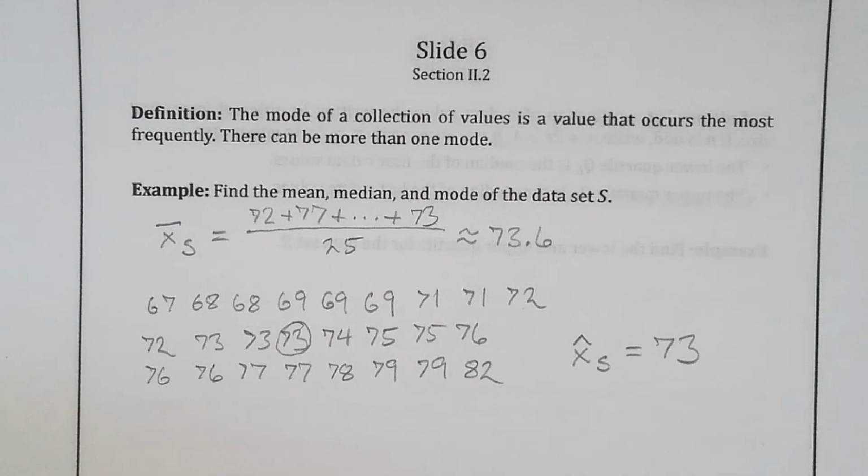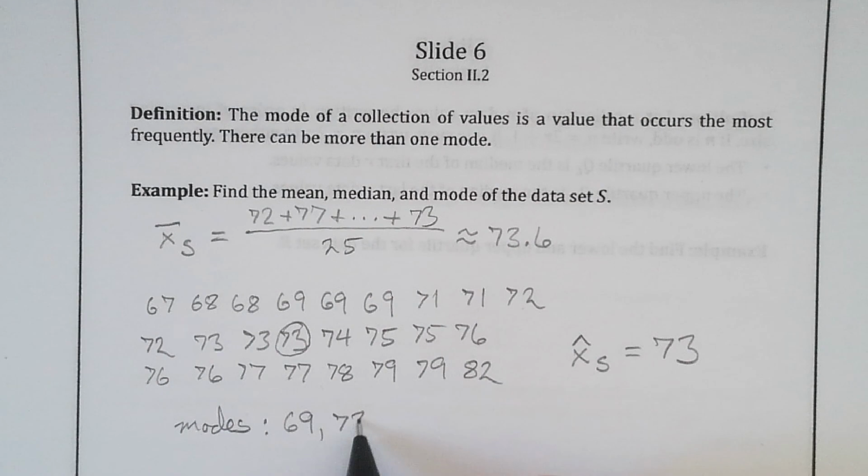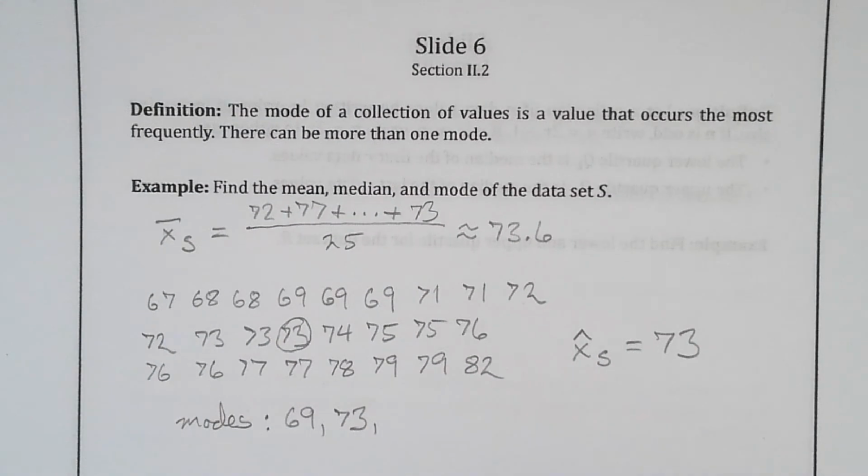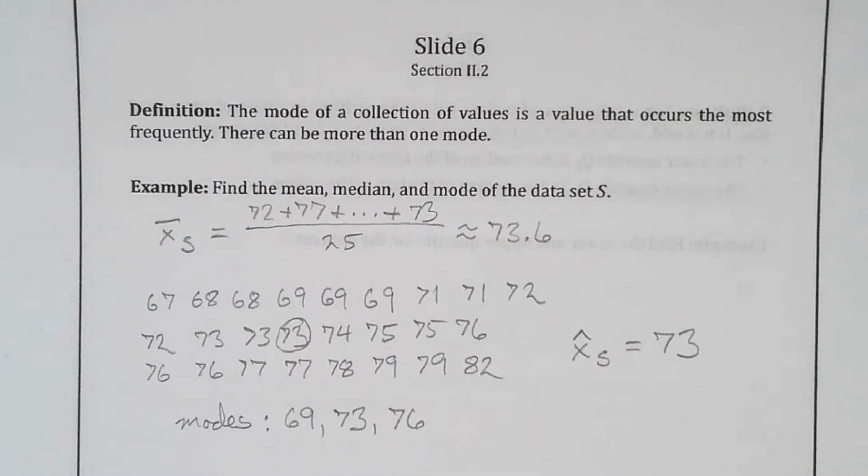And then the mode is any score that occurs most frequently. We have a tie between several scores, so there are actually 3 modes. There are three 69s, three 73s, and three 76s. So there are 3 different modes.